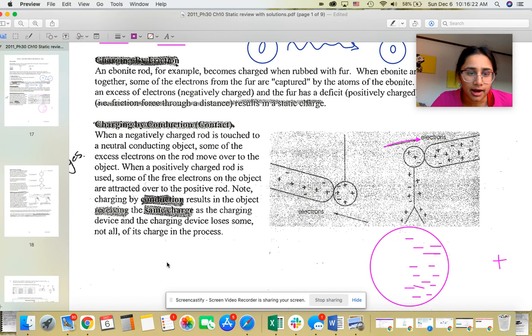So conduction is through contact. Another way to think about conduction is contact. When you're touching two objects together, you're going to have some transfer. Charging by conduction results in the object receiving the same charge.